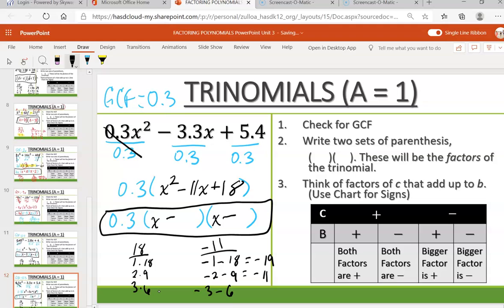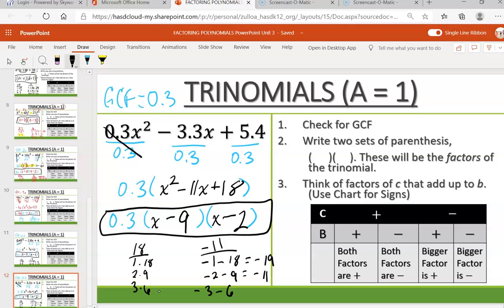So both 2 and 9 are negative. You could put them in either place because there's two minus signs. So I'm going to put my 9 here and my 2 here. I could have put 2 here and 9 there. It doesn't matter. Negative 9 minus 2 is negative 11. Negative 9 times negative 2 is positive 18.